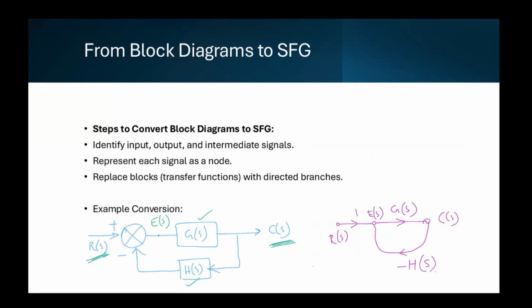Now we have the forward loop where R of S and E of S have a gain of 1, and from E of S to C of S we have the transfer function G of S, and for the feedback we have minus H of S. Here you may have noticed that the negative sign is associated with the signal H of S rather than with the summing point.